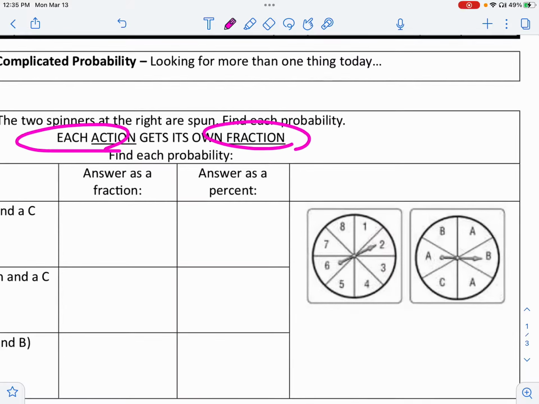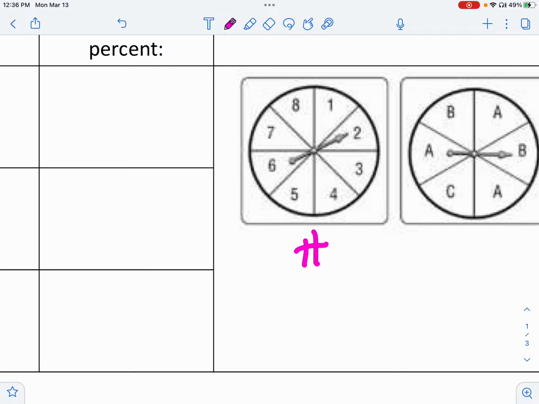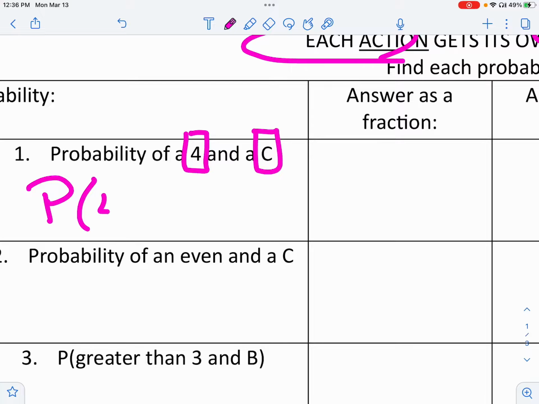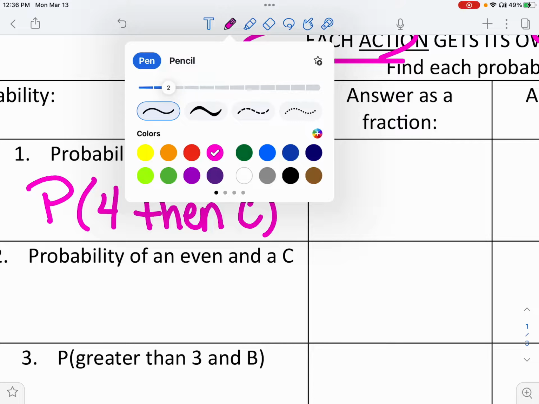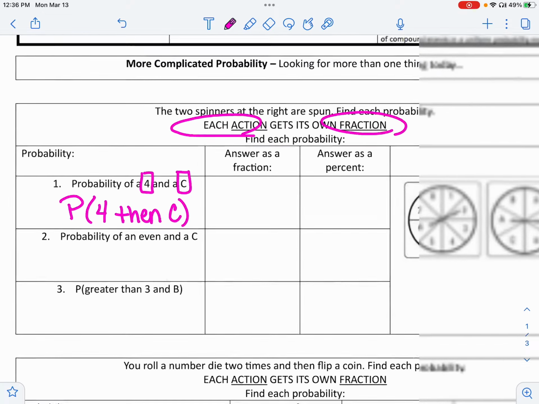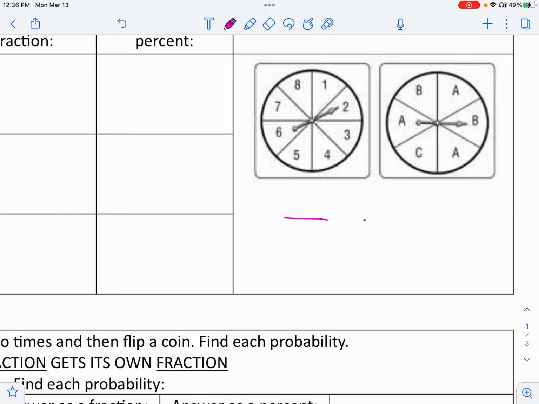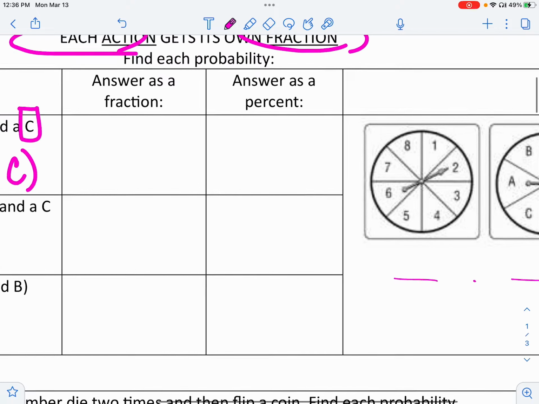So we're going to look at these two spinners. We have some spinners that have numbers and we have some spinners that have letters. And we are going to do two things. So the first thing we're going to look for is a 4 on the first spinner and a C on the second spinner. So it's the probability of a 4 and then a C. So we need two fractions, and that is because there are two actions. We are going to spin each spinner once, which indicates two actions. So the first spinner will get its own fraction, and the second spinner will get its own fraction as well.